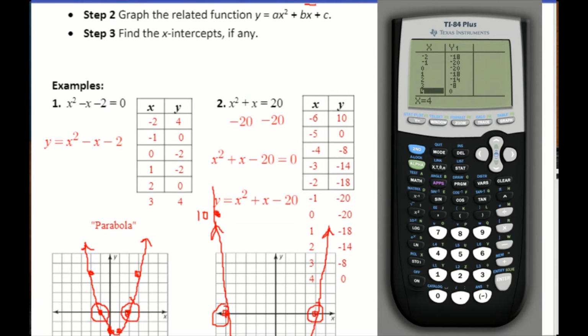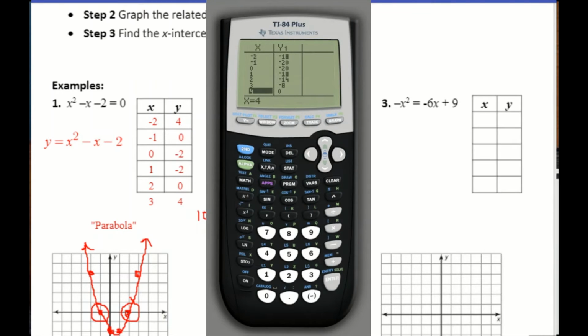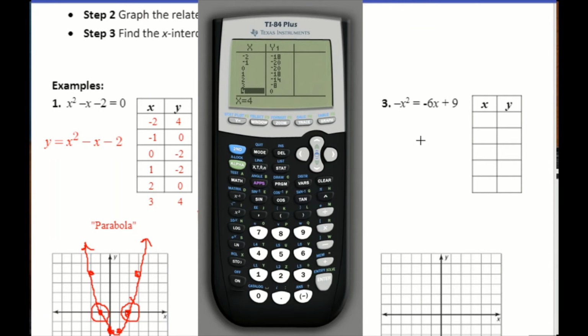Let's take a look at number 3. And I'm going to move this calculator over so it doesn't get in the way like the last one. Okay, so we got an issue here, and that is, first of all, it's not equal to 0. And second of all, that leading coefficient is not positive. It needs to be positive, and right now it's negative. So what we're going to do is add x squared to both sides. And what that's going to effectively do is move the x squared to the right-hand side of the equation.